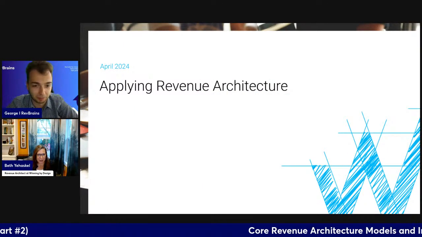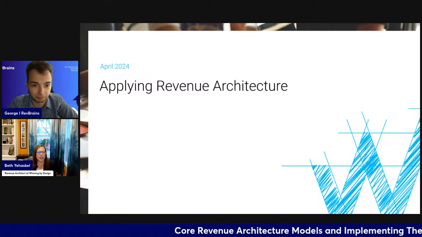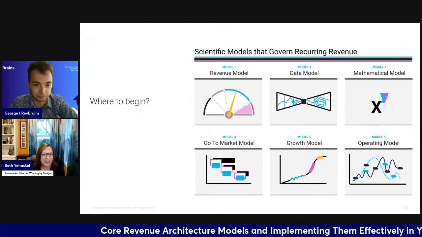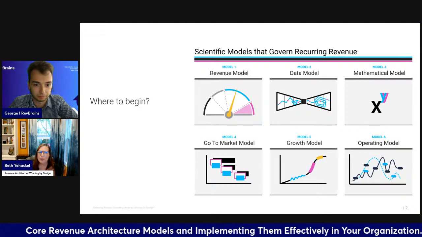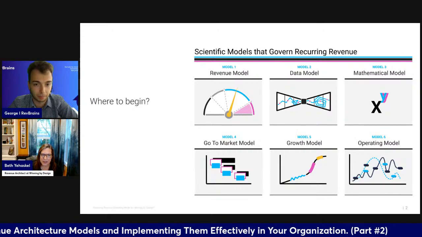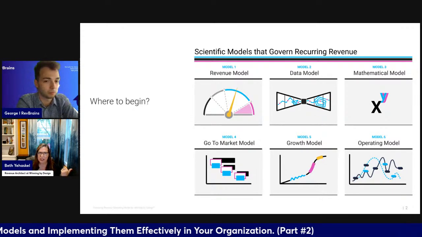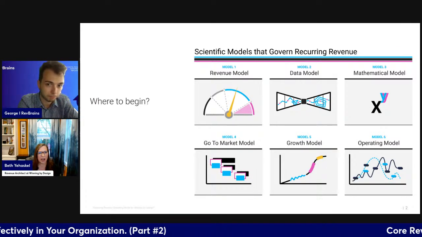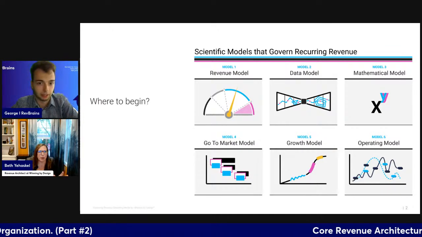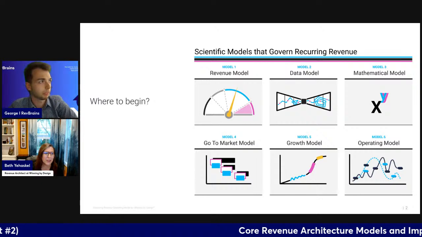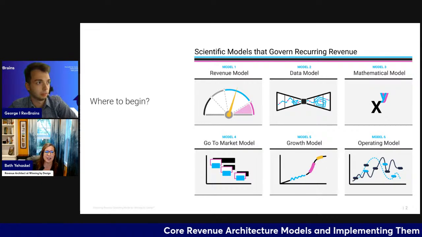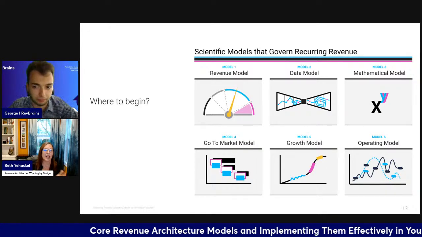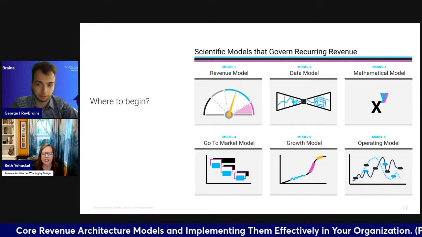So last time, as you said, we talked about what revenue architecture is and the different models. Just to remind and refresh everybody, there's 6 different scientific models: the revenue model, the data model, mathematical model, go-to-market model, growth model, and operating model. And a couple things to remember. One is that just in general, models are not precision tools, they're diagnostic tools. So they're guides, they help you ask better questions.